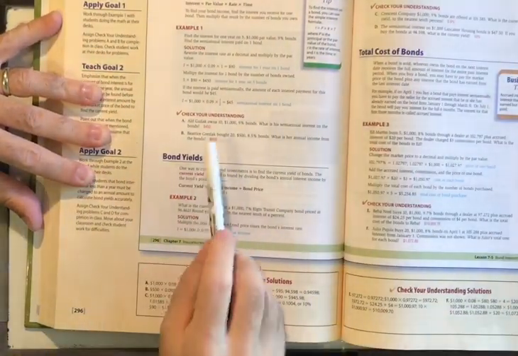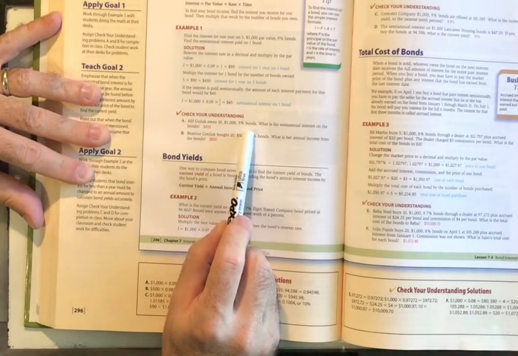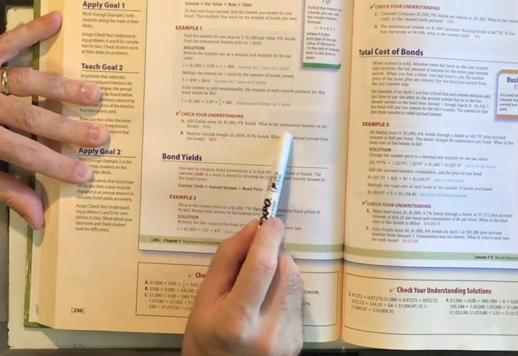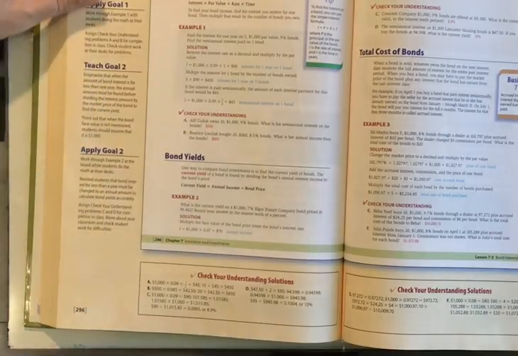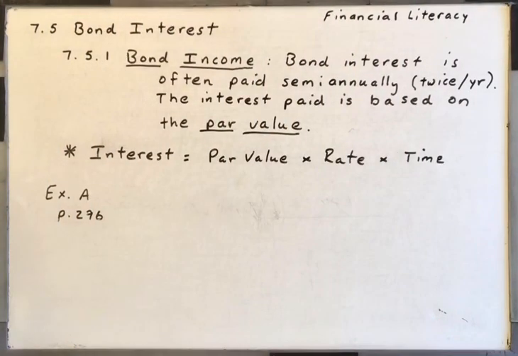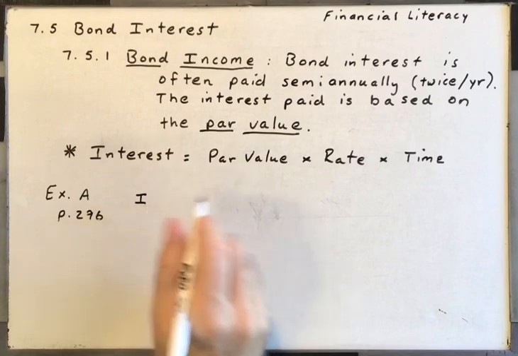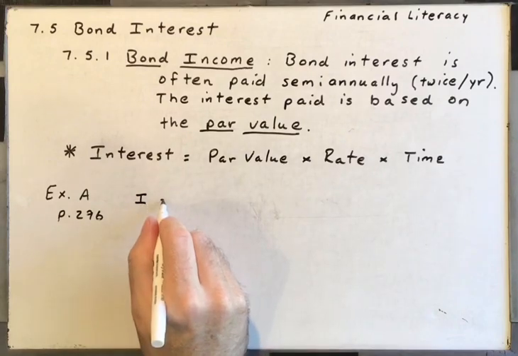Okay, we'll look at example A on page 296. It says Alif Guilak owns $10,000 9% bonds. What's his semi-annual interest on the bonds? All right. So your interest is going to be the par value times the rate times the time.